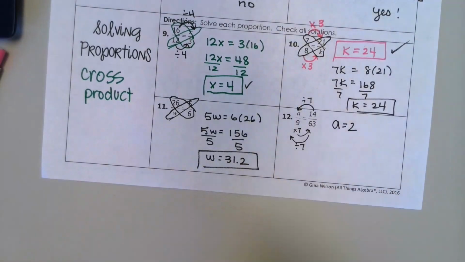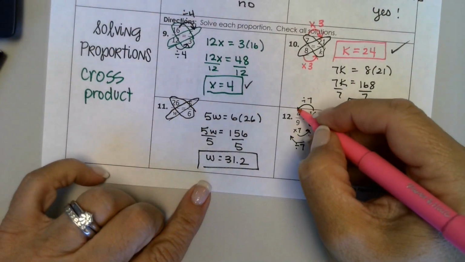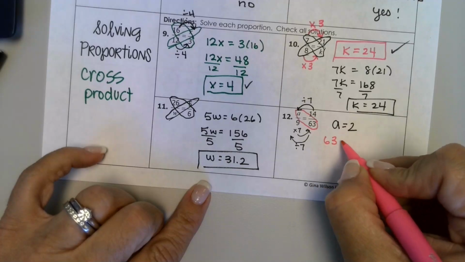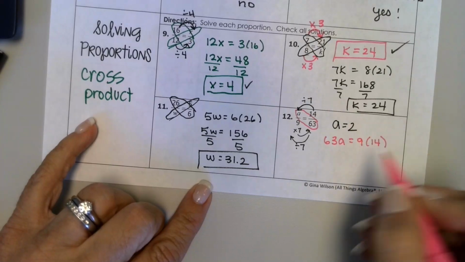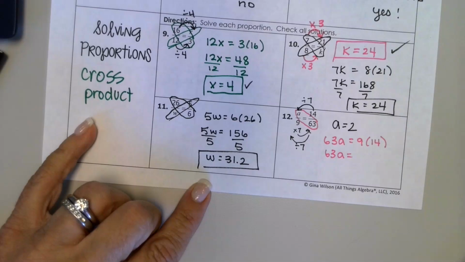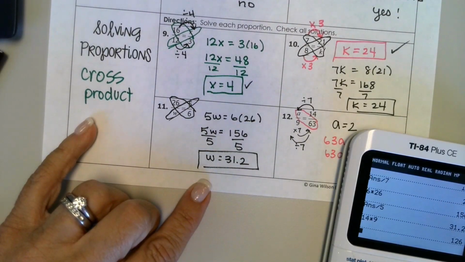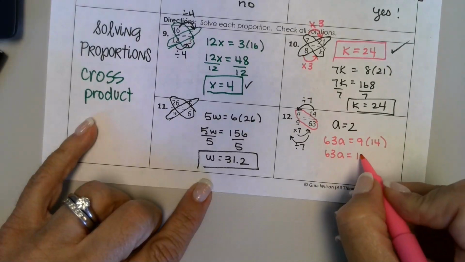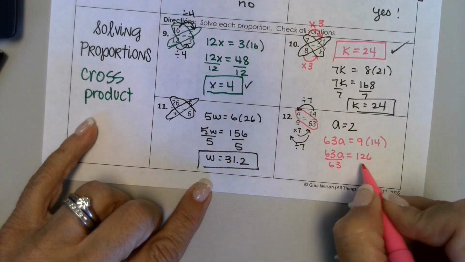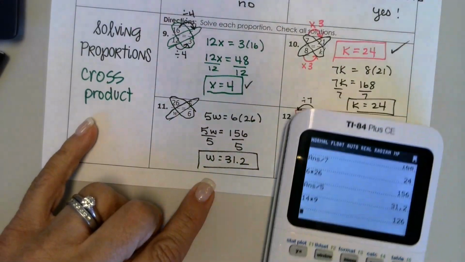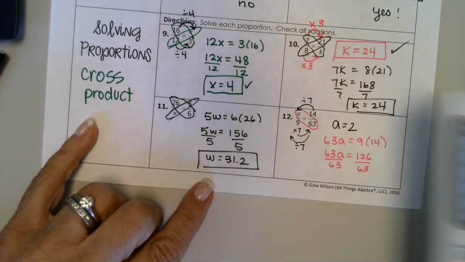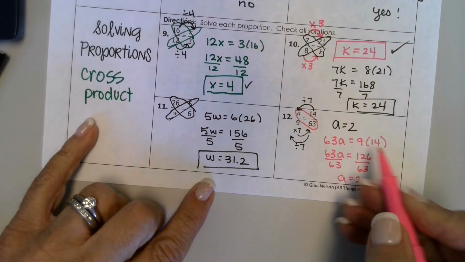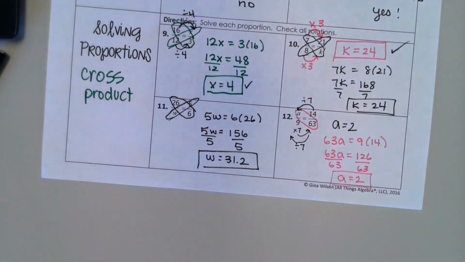Now, if you don't see that, that's okay. You don't have to do it that way. You can do it the other way because it's always going to work. This way is going to be 63A, 63 times A, and on this side I have 9 times 14. So 63A equals 14 times 9, which is 126. And I divide this by 63, and I divide this by 63. So if I have 126 divided by 63, I got 2. So A equals 2, which is what I had up above. Okay?